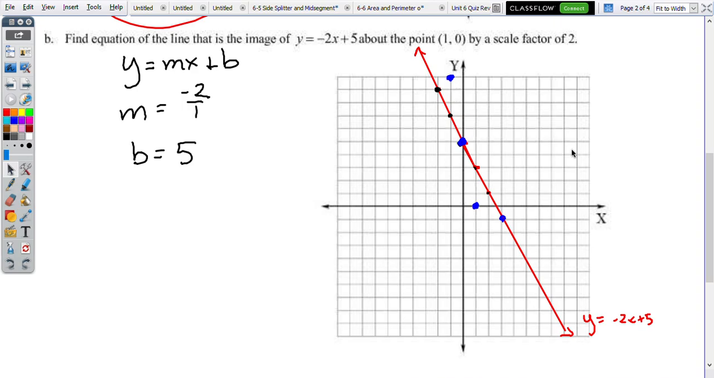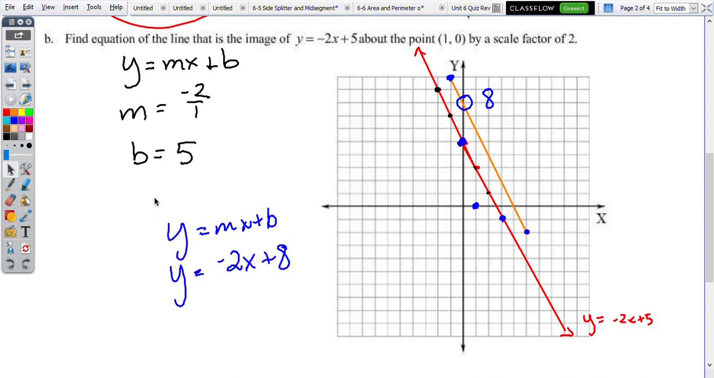There's my first point. Second point right down here, that's the point 3, negative 1. So I have to go over 2 to the right, down 1. I'm going to repeat that, and there's my next point. So I'm just going to draw a line that goes between those 2 points. I'm going to find the y-intercept. It's 8. We know the slope is going to stay the same because the lines are parallel. So my slope is negative 2. My y-intercept is 8. And there's my final answer.